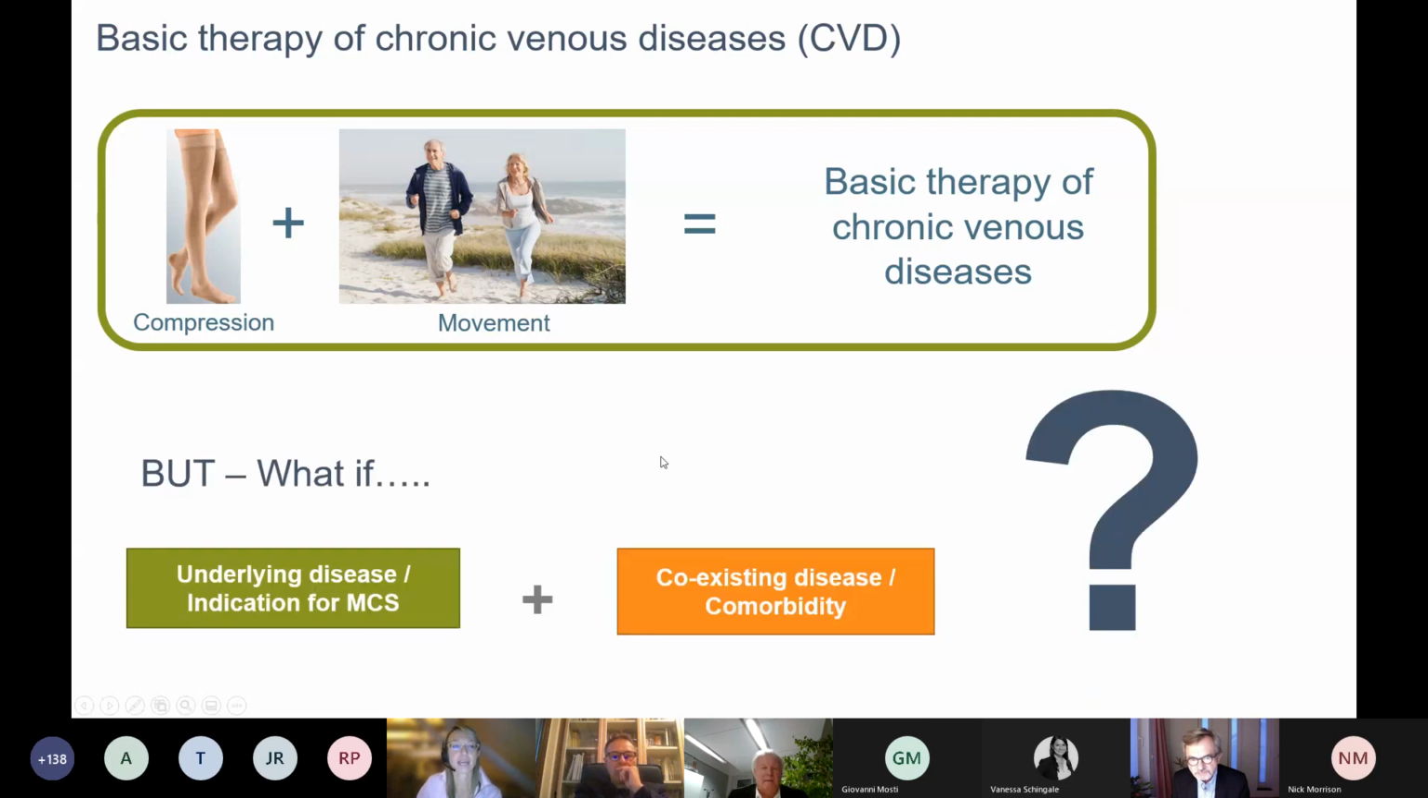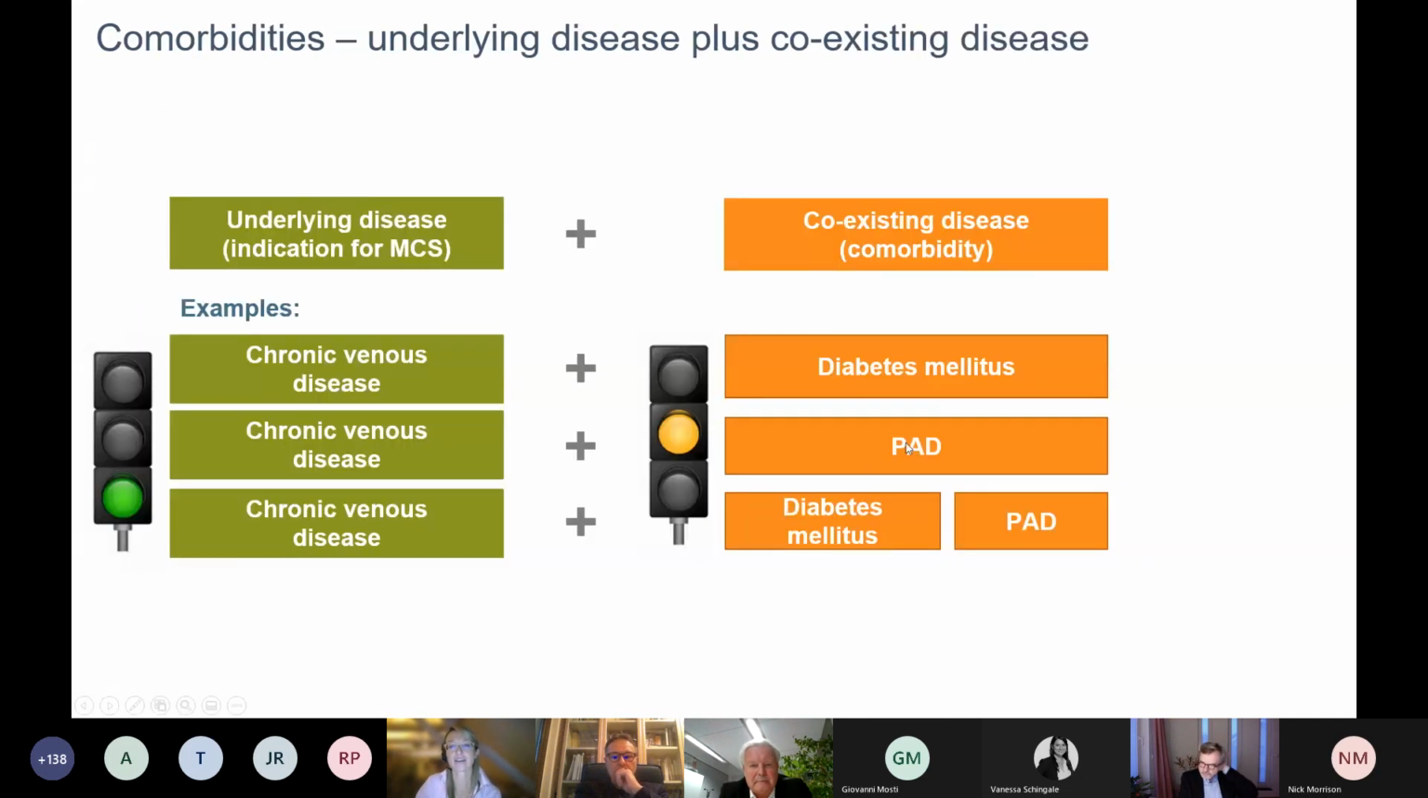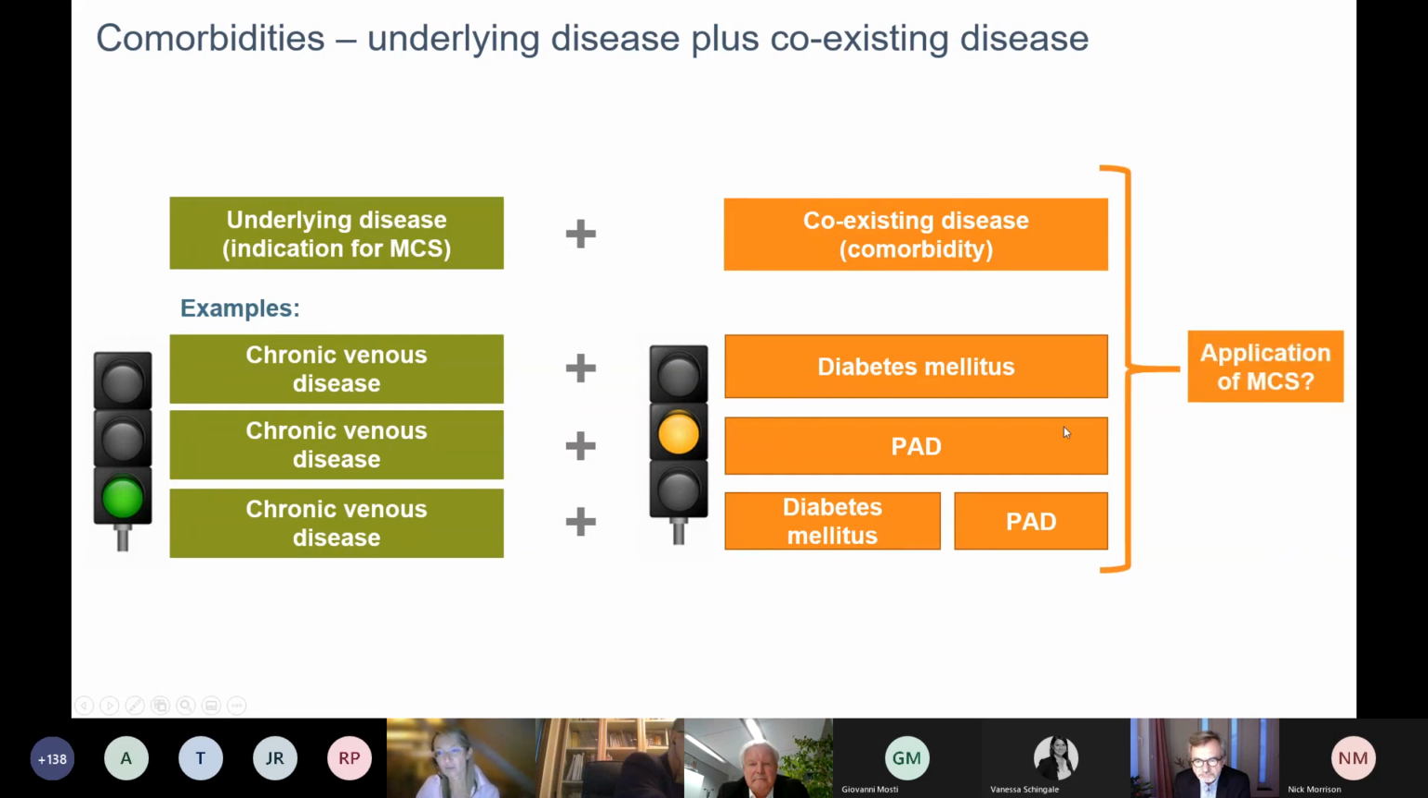But what happens if the patient has, on the one hand, an indication for a medical compression stocking, but on the other hand, he suffers from a comorbidity like, for example, diabetes mellitus or PAD, or maybe patients who suffer from a chronic venous disease plus diabetes mellitus and PAD. And I think this is like a kind of changing from the green traffic light, so that means go on with compression therapy, start with compression therapy, to more an orange traffic light. So it's like patients at risk. Should I go on with compression stockings? Should I apply medical compression stockings?